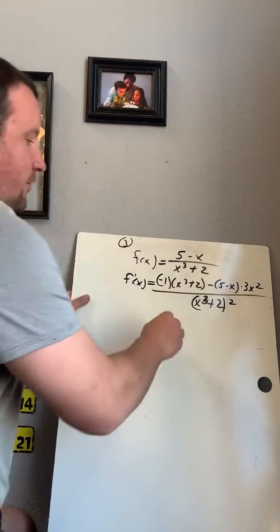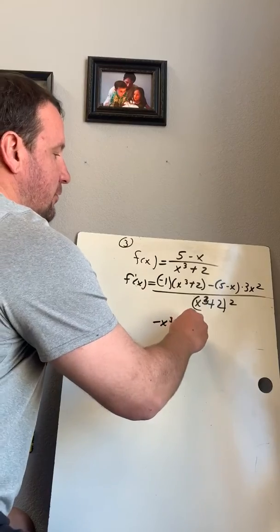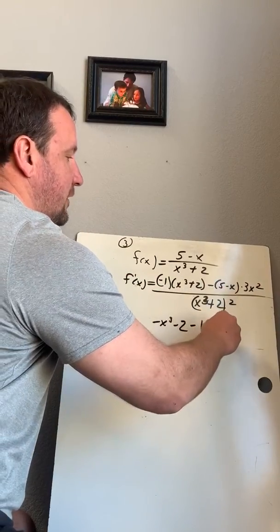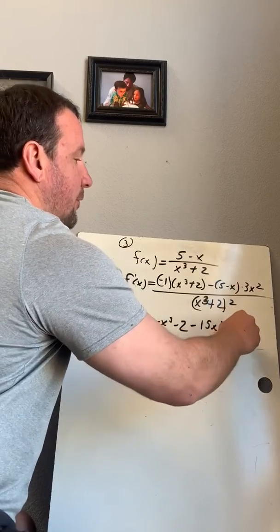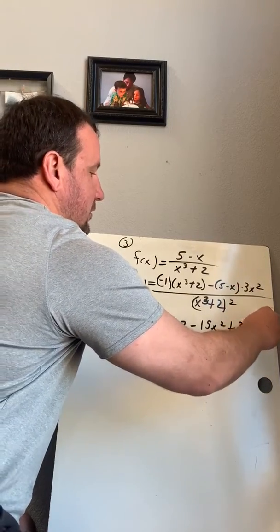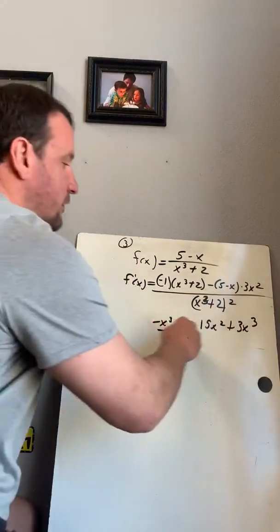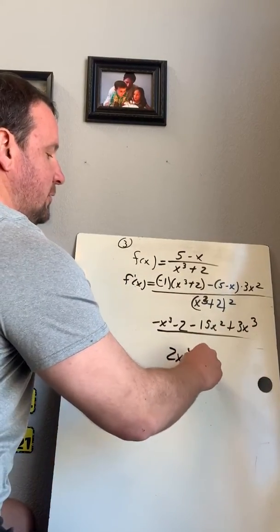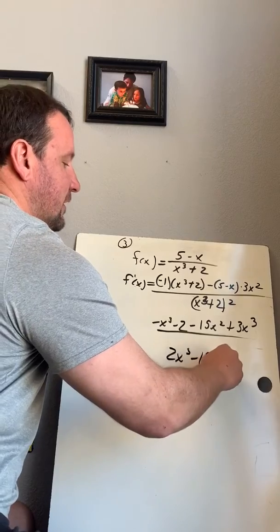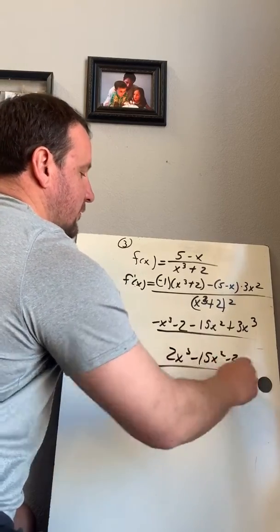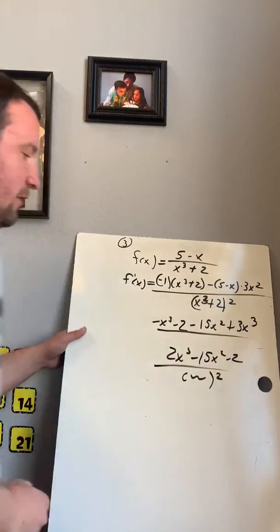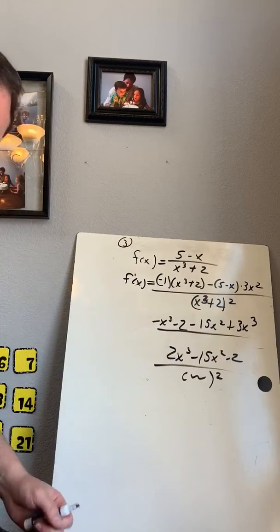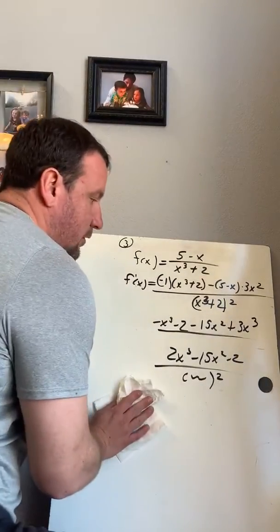If I distribute a -1, I get a negative x cubed minus 2. Distribute a negative 3x squared, I get negative 15x squared plus 3x cubed. Still over that same thing on the bottom. Negative x cubed and 3x cubed gives me 2x cubed. Got minus a 15x squared minus a 2 still over the thing squared on the bottom, which gives me an answer of C. We're good there.